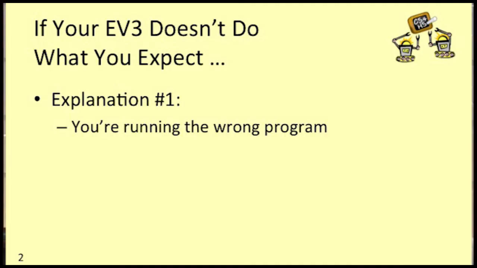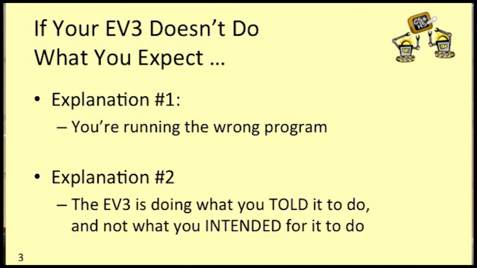Let's begin by reviewing what we already have on our "what to do when your robot doesn't behave as expected" checklist. We've already learned that when your EV3 isn't doing what you expect it to do, the first thing you need to do is to confirm that the EV3 is running the correct program. That is, that you've downloaded the latest version of your program from your computer to your EV3, and that you've selected the correct program to run on your EV3.